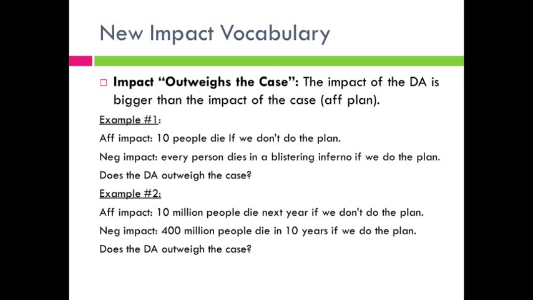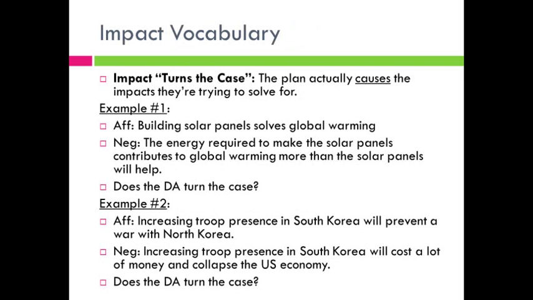Here's another example. The AF impact is 10 million people die next year if we don't do the plan. And the neg impact is 400 million people die in 10 years if we do the plan. So does the Disad outweigh the case? Well, I don't know. Using our impact vocabulary that we already know, the AF's 10 million people dying next year would outweigh on time frame, versus the neg impact, 400 million people dying in 10 years, would outweigh on magnitude. Yes, exactly.